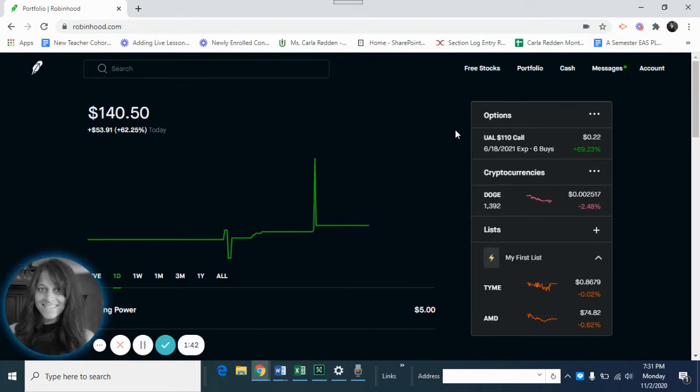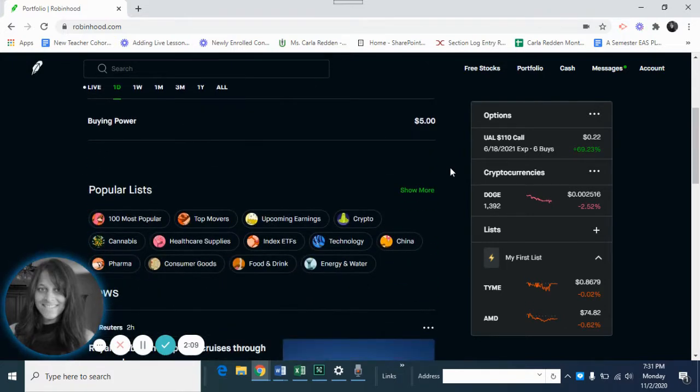Right now, I've purchased 6 options contracts for United Airlines. And on average, I'm in at 26 cents per option or per contract. Right now, the current contract price is 22 cents. So I really am just not going to discuss too much about my options and what I'm in right now. Those will be for future lessons. So I will move on to showing you more about Robinhood.